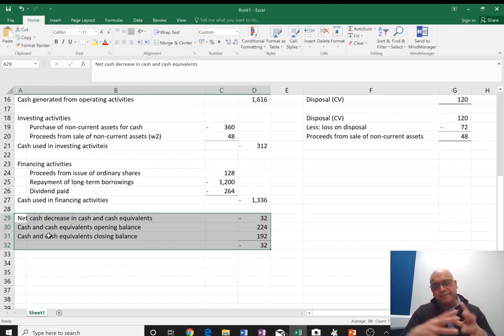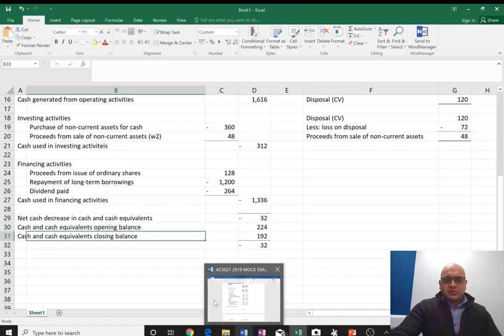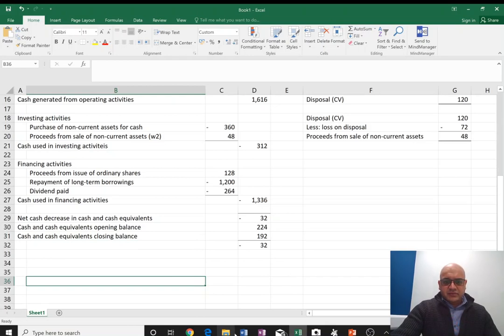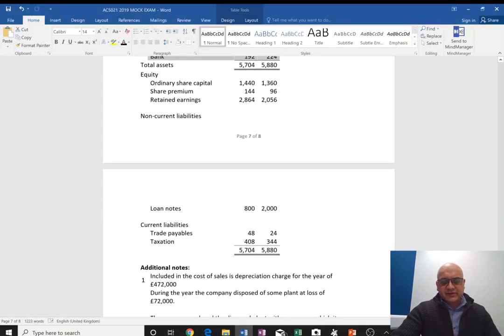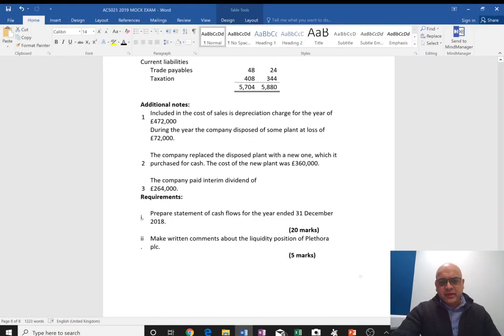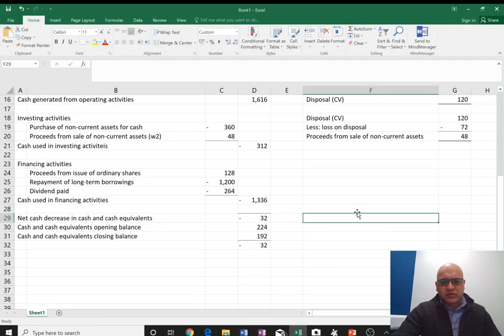If you add them up and take the opening balance and compare it with the closing, the difference you will get is the total of the statement of cash flow. Okay, so that's our statement of cash flow. Now let's do a bit of analysis, because that's what the question is asking us to do. Make written comments about the liquidity position of Plethora PLC. We won't write it, but let's talk about it.